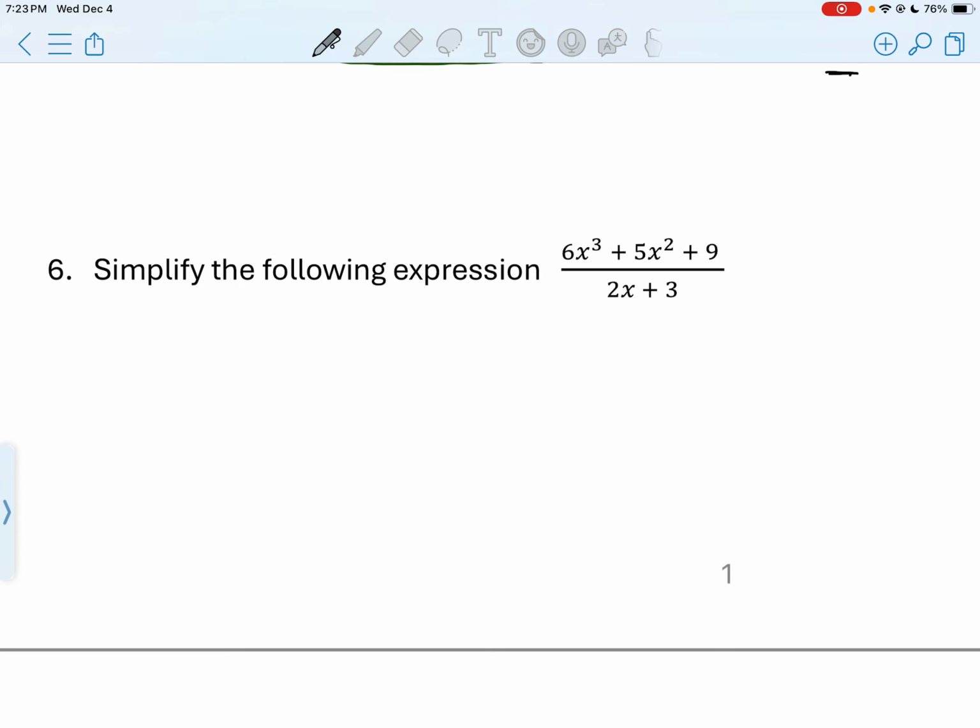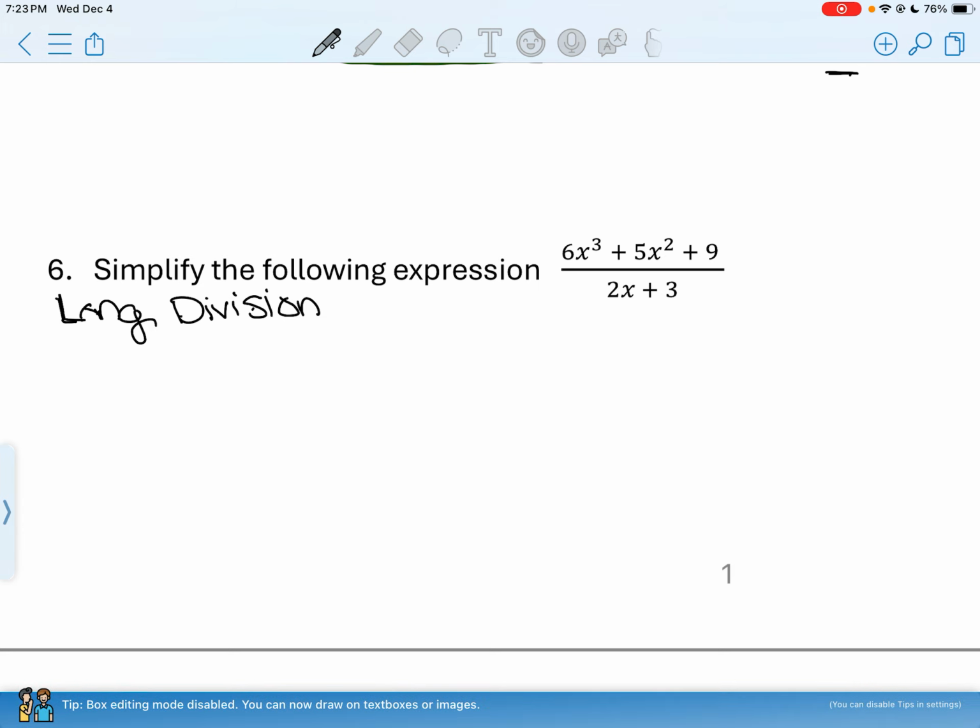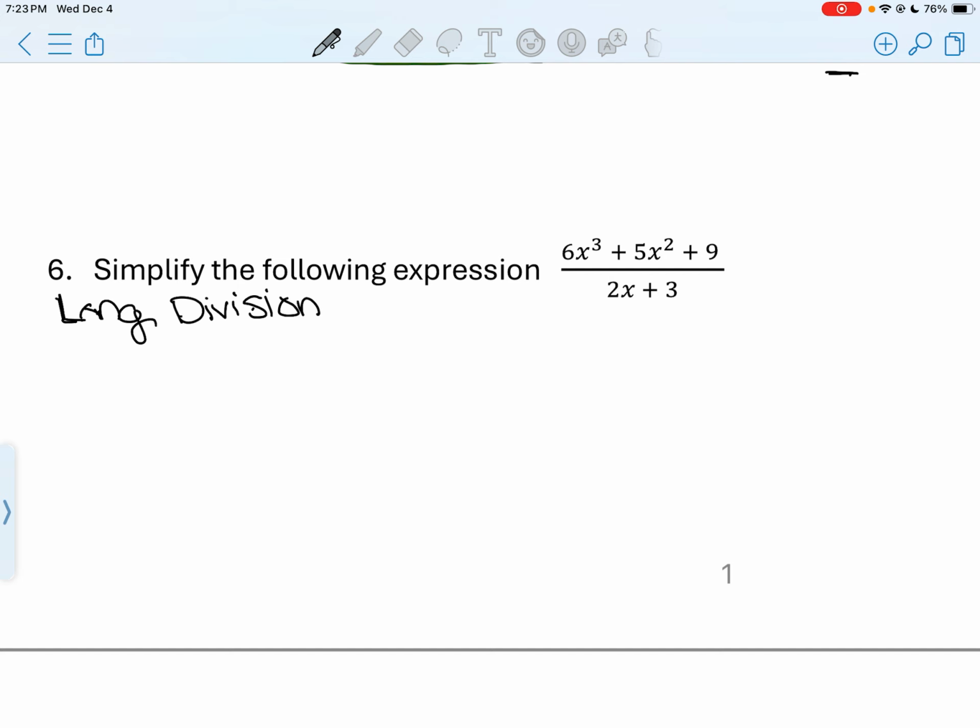Simplify the following expression: 6x cubed plus 5x squared plus 9 divided by 2x plus 3. So I have to use long division here, not synthetic division. So once again, this is my divisor, the number around here. We're going to put that outside the house.